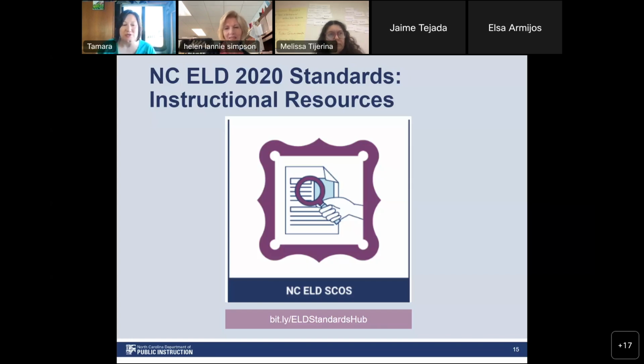So while we're going to introduce you to this framework in general, we believe that one of the most important takeaways from any introduction to the new framework is to remember that the 2020 North Carolina English Language Development Standards are organized around 4 overarching language genre families: narrate, inform, explain, and argue.